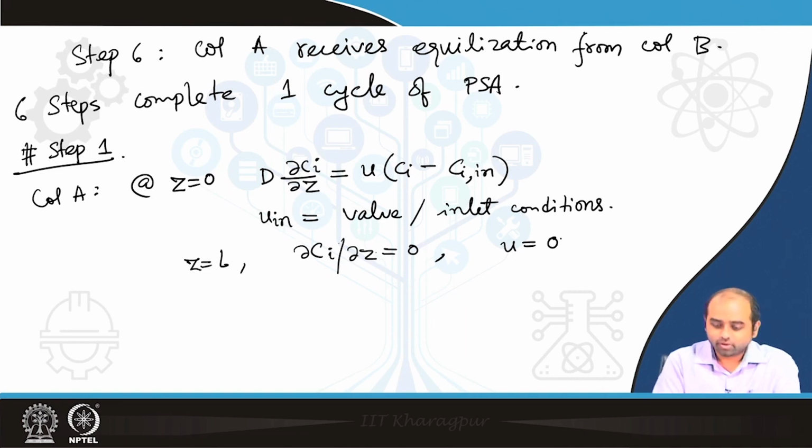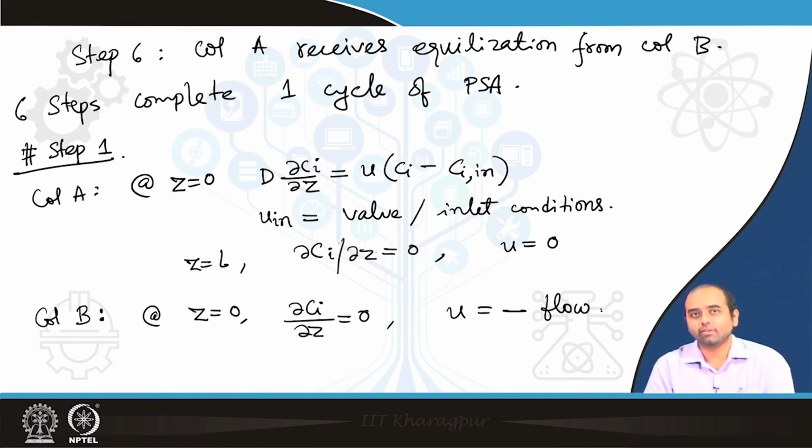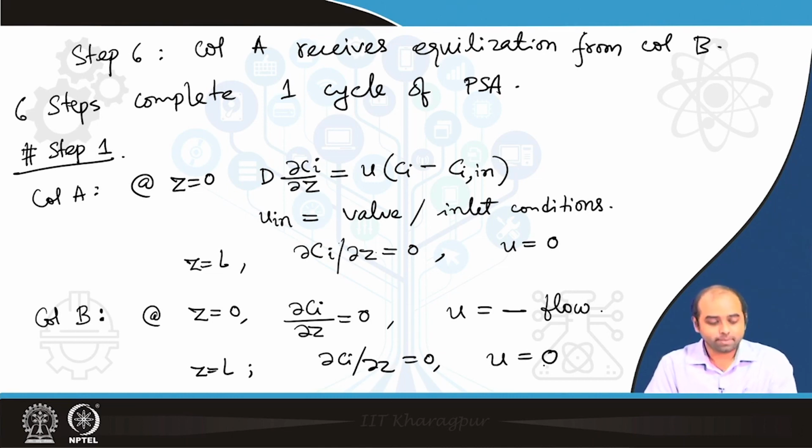Okay. So, for column B, it is depressurizing. So, at Z is equal to 0, we have dCi, this is the condition, and U is minus of some flow, right, in the depressurizing section. Again, this depends on the opening of the depressurizing valve, right. And at Z is equal to L you also have dCi/dZ is equal to 0 and U is equal to 0, right. This is for step 1.